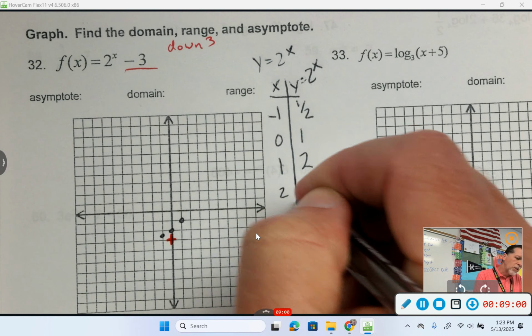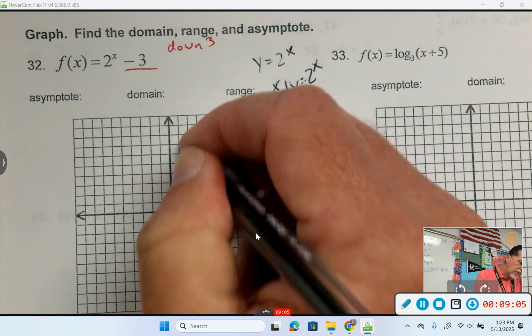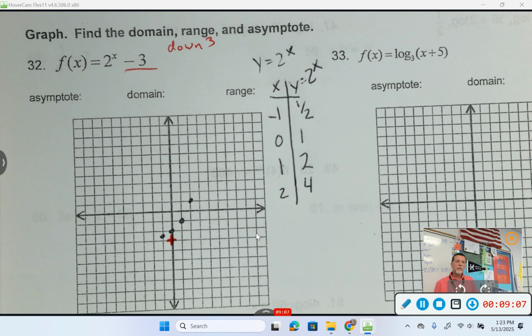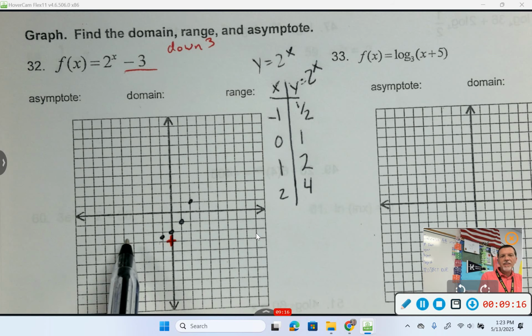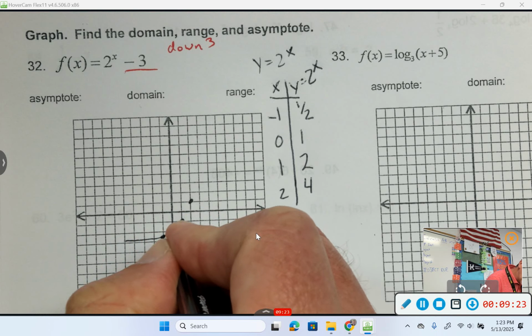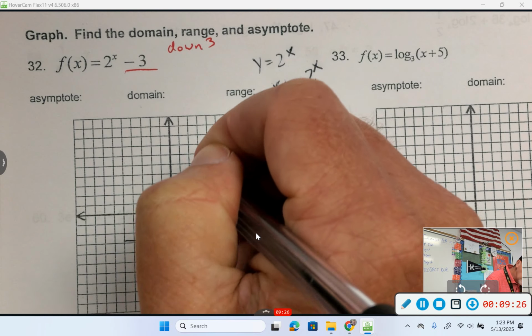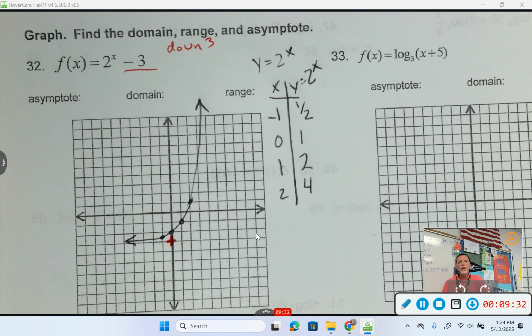If I plugged in 2, I get 4. So then I start to get a little bit sharper turn. The next one would be 8 and 16 and so on. What about the other side? This one's 1/2. What would be the next one over? 1/4, and then an 8th, and a 16th, and a 32nd, and on and on and on. And that reminds me that there's an asymptote there. So there's my 2 to the x -3 graph.